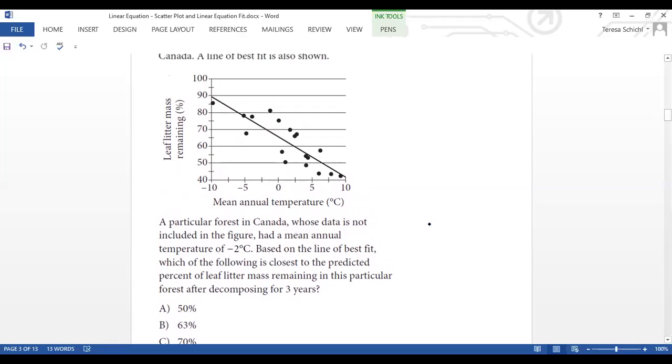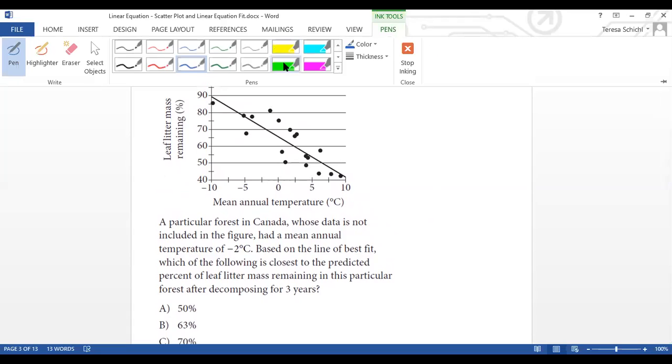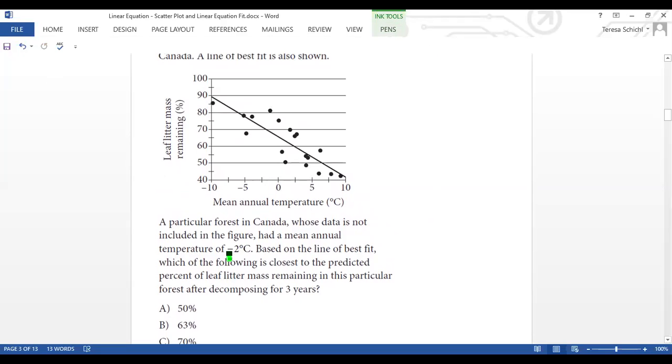Okay, in here, this is just the same thing. Even though they did not tell us exactly what the equation looks like, the problem here is we want to estimate, if it's at -2 degrees Celsius, what will be the mass remaining. So this is the mass remaining here, okay?